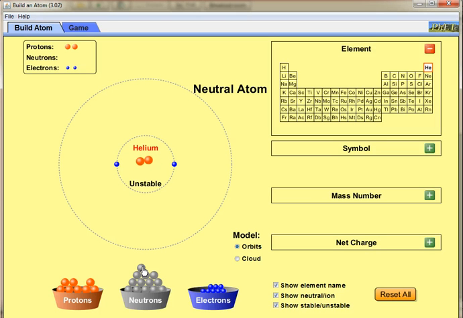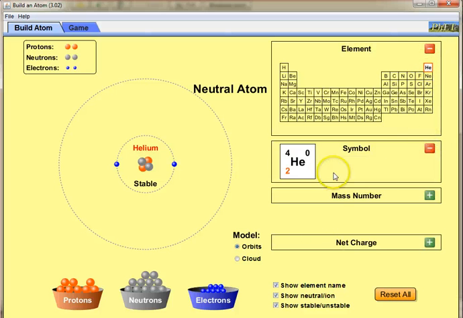So let's say we don't know how many neutrons we would need to stabilize it. We would need to add a neutron. Yes, it is a stable atom. This is not the normal helium that we know. This is helium 3, not helium 4. Helium 4 is the most abundant, but this is a stable helium. If we add another one, it becomes more stable. So now we got helium.